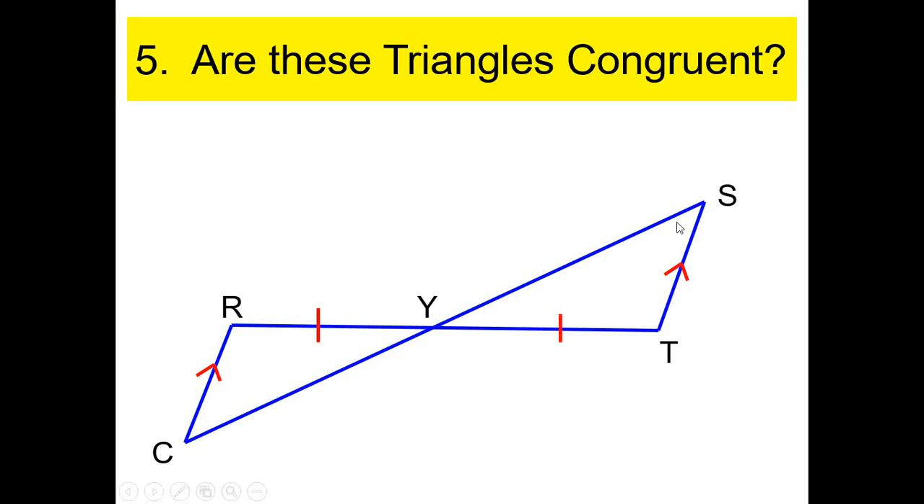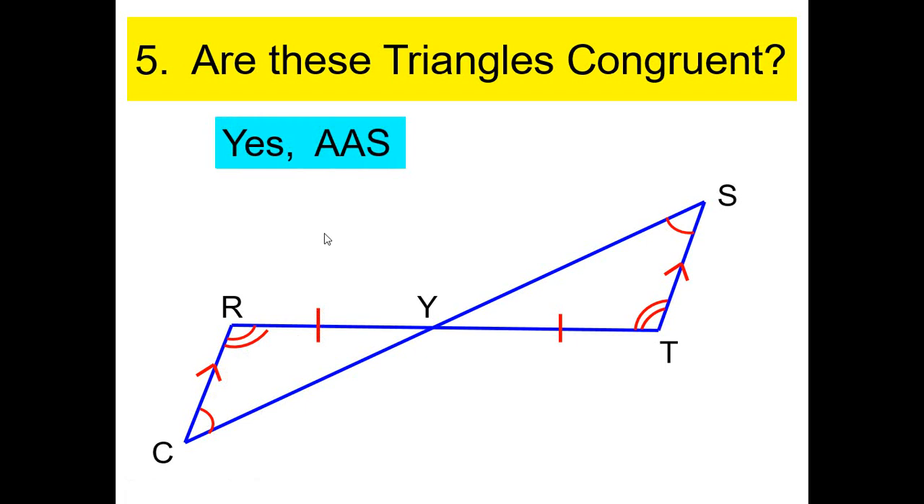So which one is S congruent to? Well, if you said C, you're correct. Those two angles are congruent. They're alternate interior angles. Okay, which one is T congruent to? Yeah, R. So I can say angle, angle, side. So angle, angle, side works.